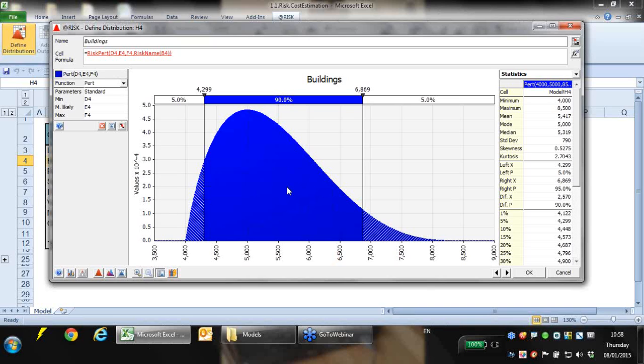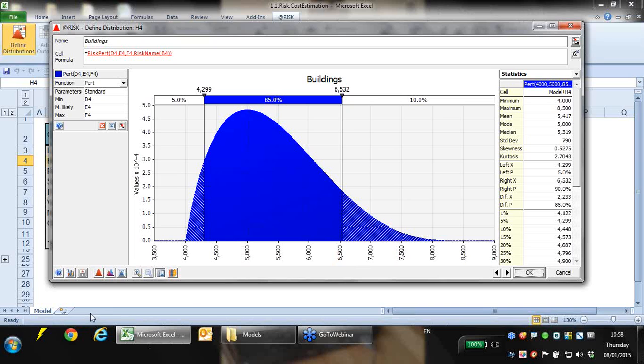But what we would do with the stress analysis is we would pick a point of the distribution and just look at a little subsection of it. So what I'm going to do with my stress analysis, I'm going to take a look at what would happen in the event that the cost of my buildings is in the top 10% of cases. What does that then do to my distribution?